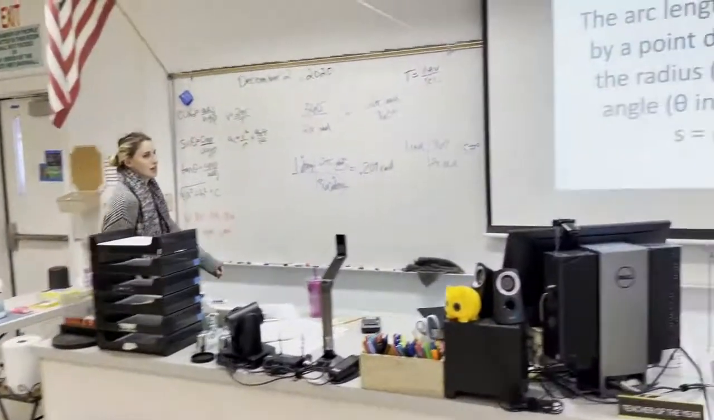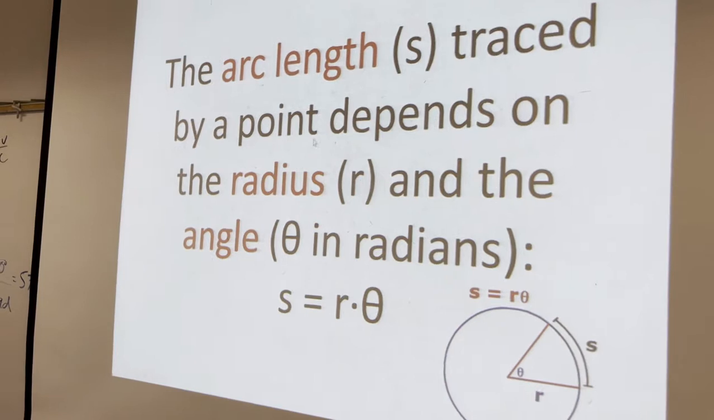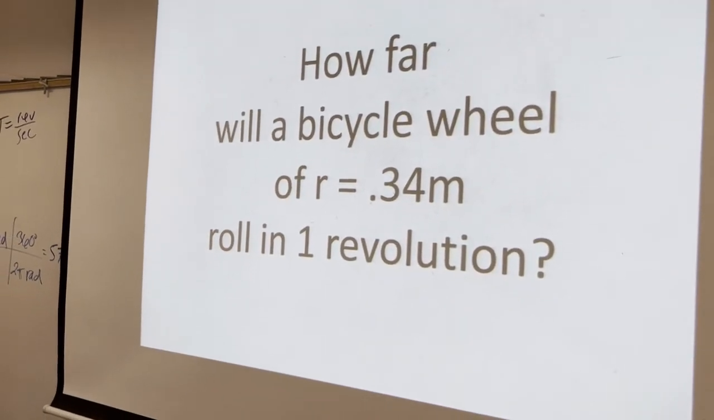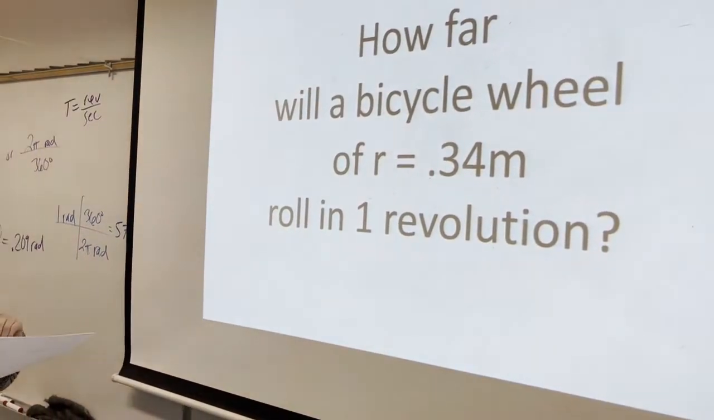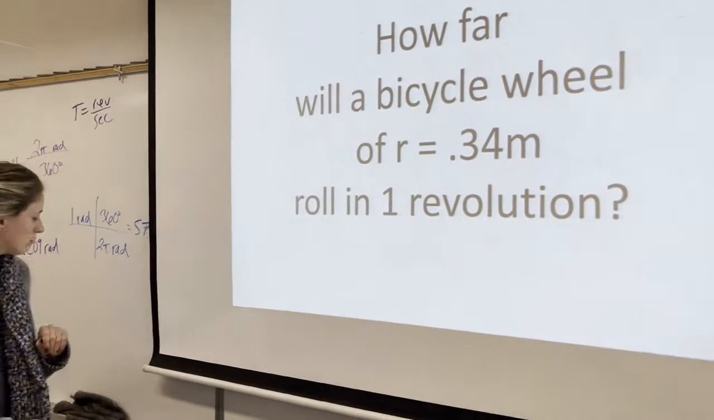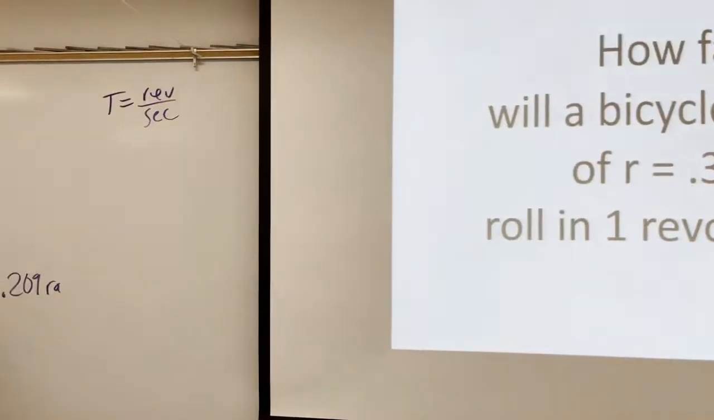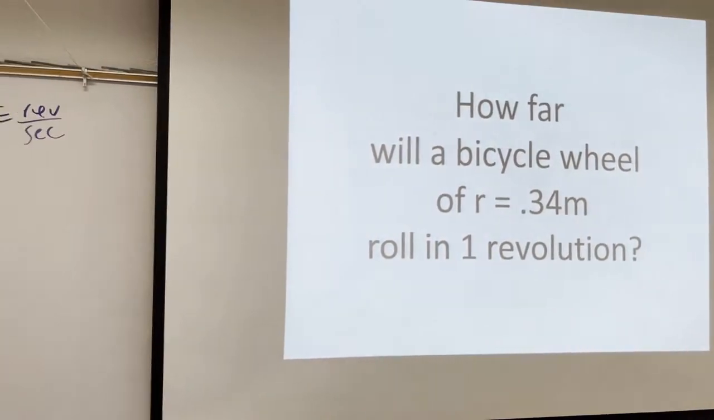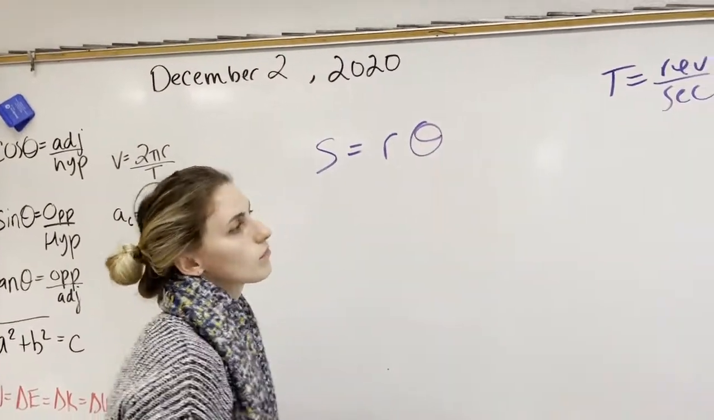So, what's our next slide? What do we have up here next? Okay. How far will a bicycle wheel of radius r equals 0.34 meters roll in 1 revolution? Okay, so let's put that equation, S equals R theta.